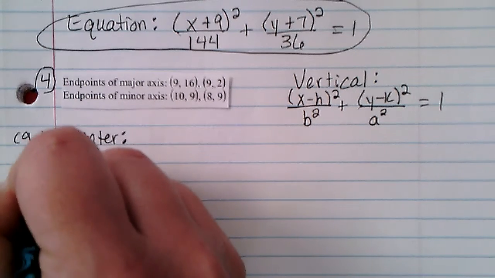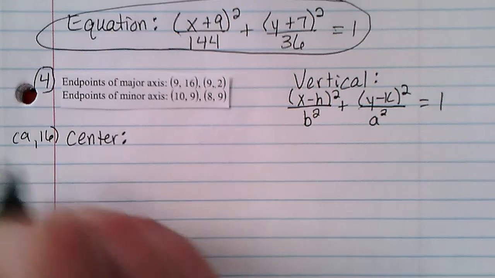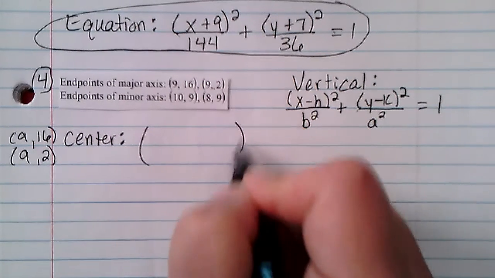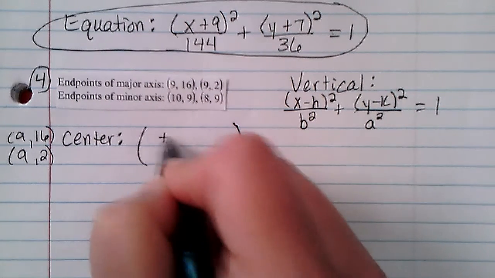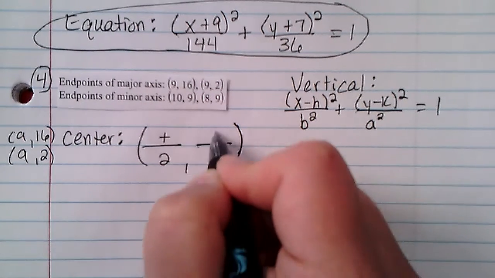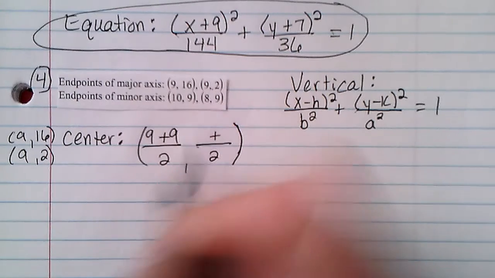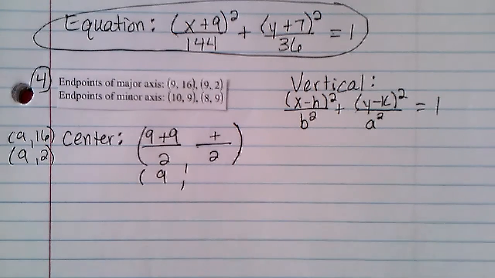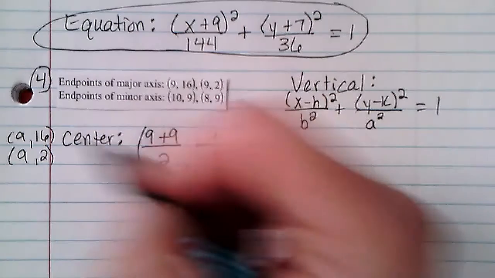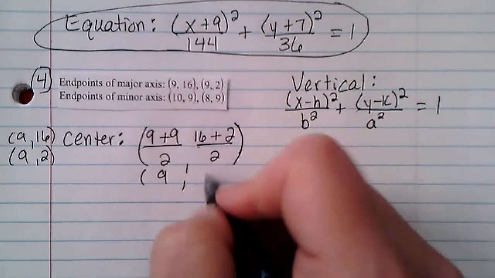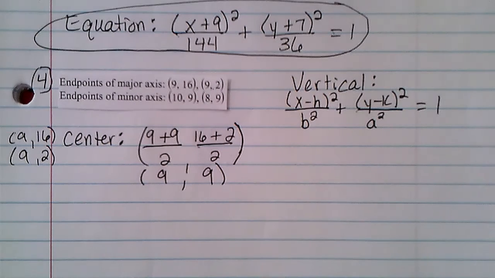So let's use 9, 16 and 9, 2. The midpoint formula says add them up, divide by 2, add them up, divide by 2. So add your x values, divide by 2. Not going to type that in the calculator. You guys can do that, but it is 9. And then over here, 16 plus 2, 18 divided by 2 is 9. So my center is right there nice and neat at 9, 9.